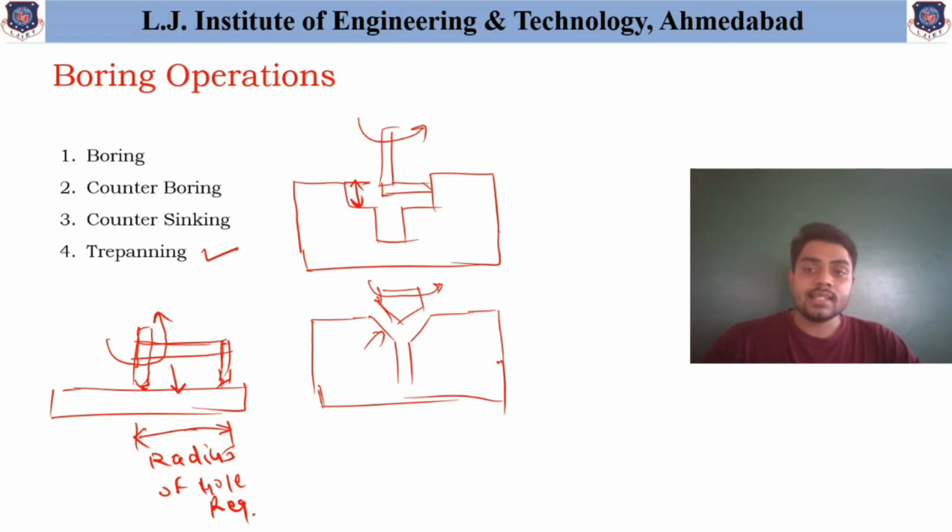These are the different basic operations that are performed on these boring machines. Up to now we have majorly discussed the different types of boring machines available, the working principle of boring machines, and the different boring operations that can be performed on these machines. I hope you have clarity about what boring machines are, what their uses are, and where these specific boring machines are useful.